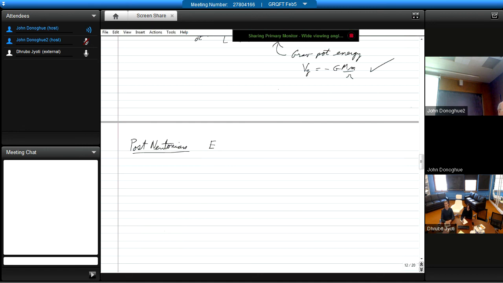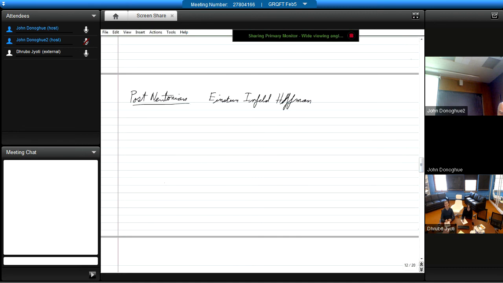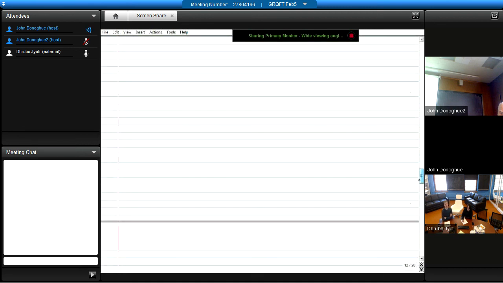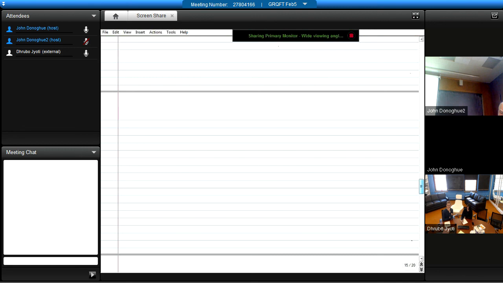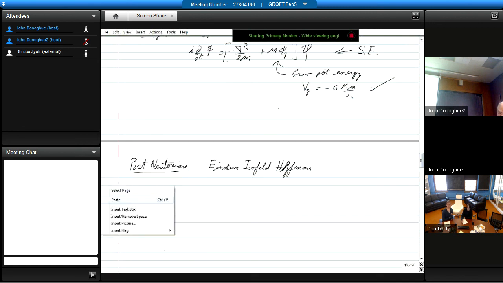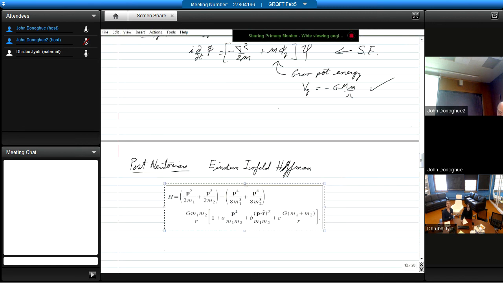I'll let the heavy lifting be done by somebody else here. The people who did it first are Einstein-Infeld-Hoffmann. Basically, you write out a Hamiltonian formulation, and I have it copied down here, so I'm just going to paste it up here. There we go.